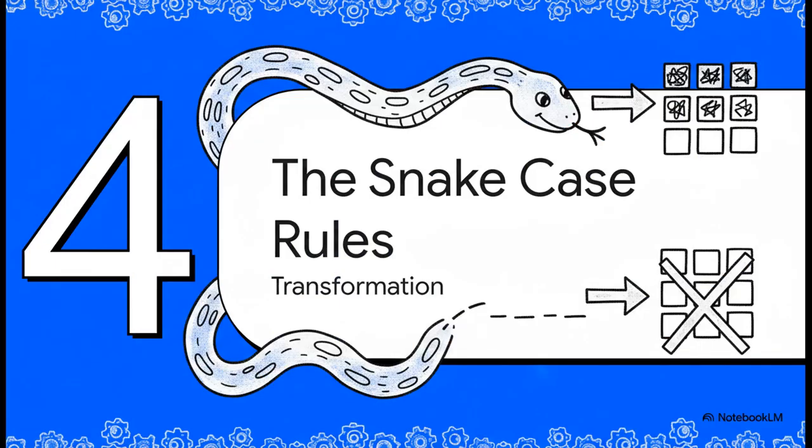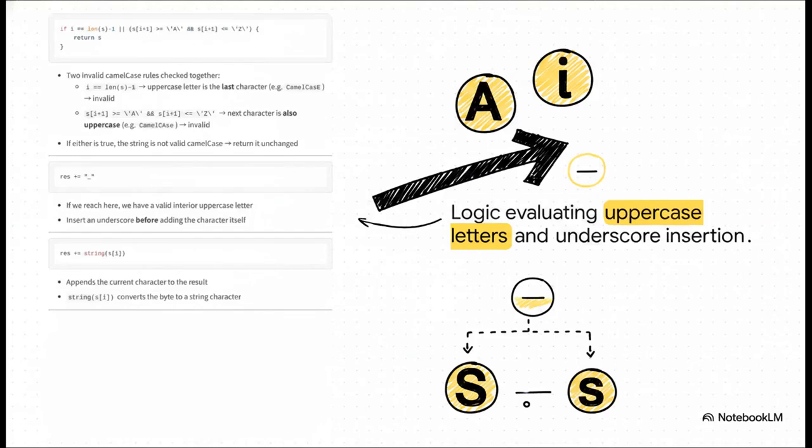All right, part 4, the snake case rules. Now we are at the real heart of the algorithm. This is where the actual transformation happens, or where it gets completely rejected. Let's just deliberately slow the pace down for a second and look at these compound if statements. Once we know for a fact we have a valid letter, we check: is this character an uppercase letter? And is the index greater than 0?